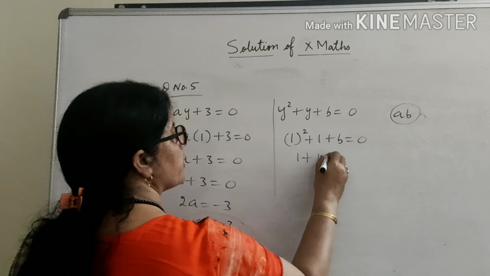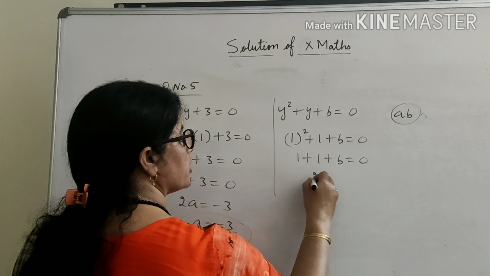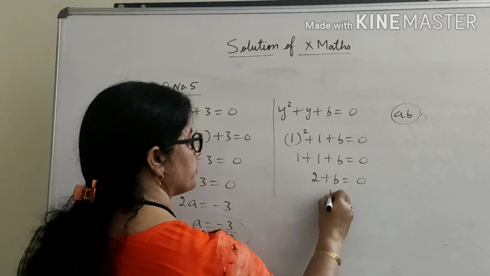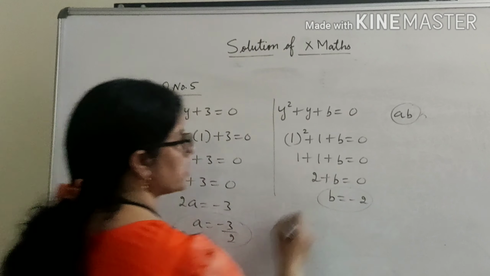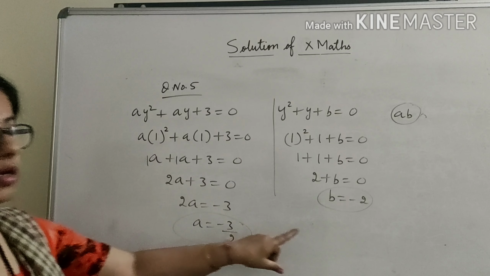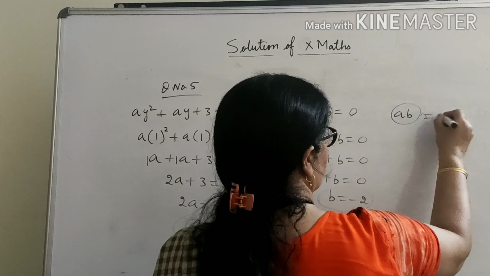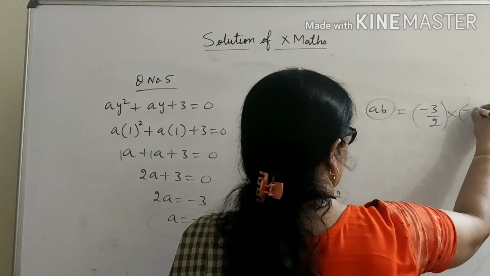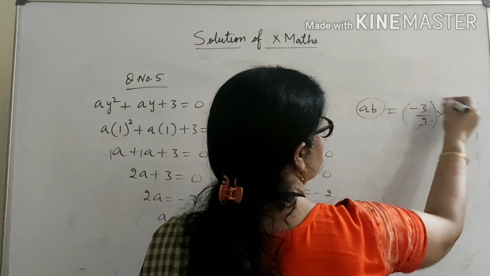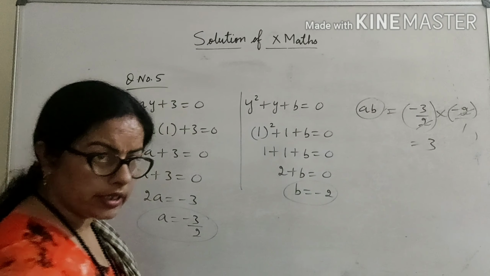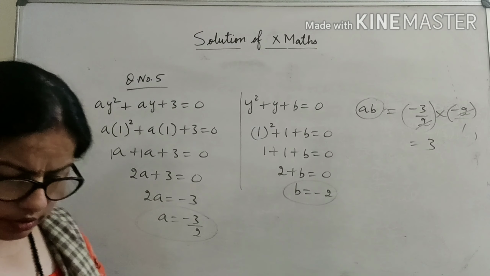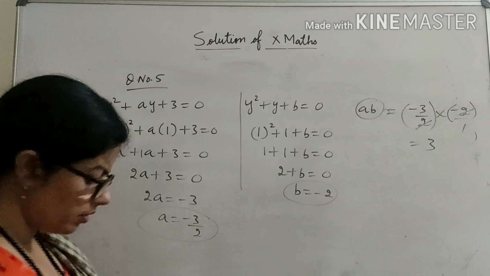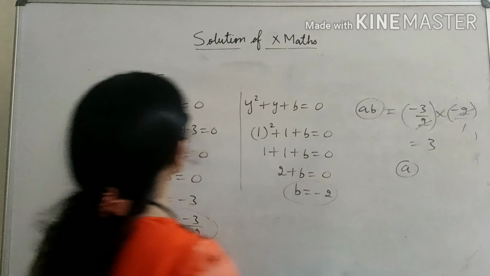Here 1 square is 1, 1 plus 1 is 2, and 2 we will shift to that side. This is the value of b. Now he is saying find ab. ab means multiply the value of a and b, and if you solve, you will get 3. So the right answer is 3. Which option is the right answer here? A option is the right answer.